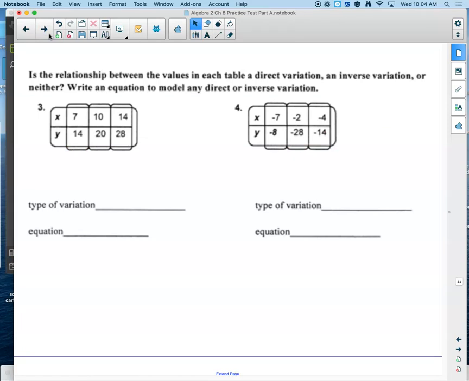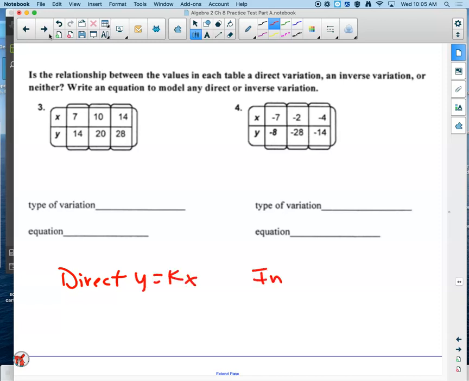The tables. Been a while since we saw the tables. Is the relationship between the values in each table direct, inverse, neither? And then write an equation to model any direct or inverse variation. Okay, so direct. What's our really short, small, direct equation? Y equals kx. And you already told me the little inverse one.